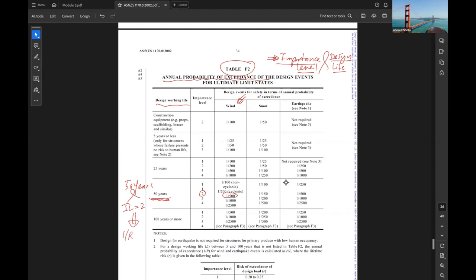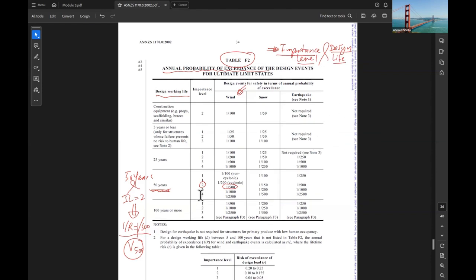So for this case, 50 years and importance level 2, 1 to R is equal to 1 to 500. So which VR do we need to get? V500. Okay. Do you understand this one? Yeah, okay. So V_R depends on two parameters, the importance level and the design life. So 50 years, for example, with importance level 2, the occurrence level is 1 to 500.